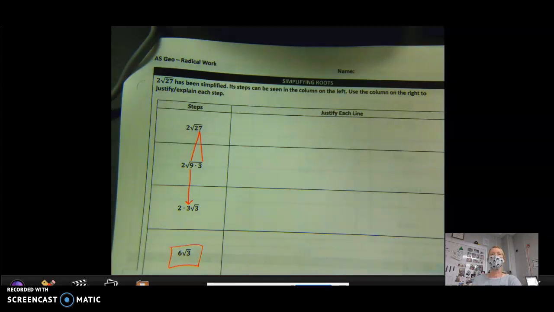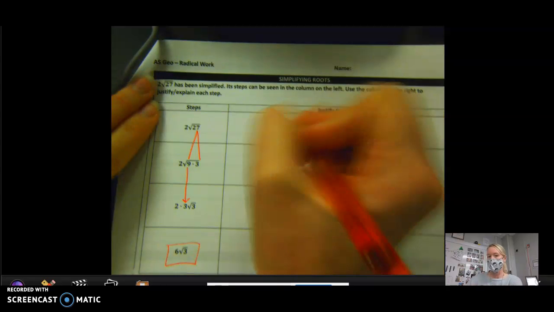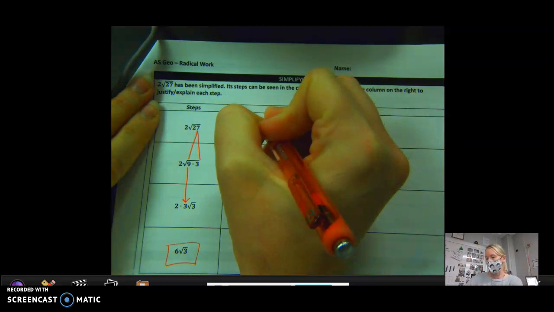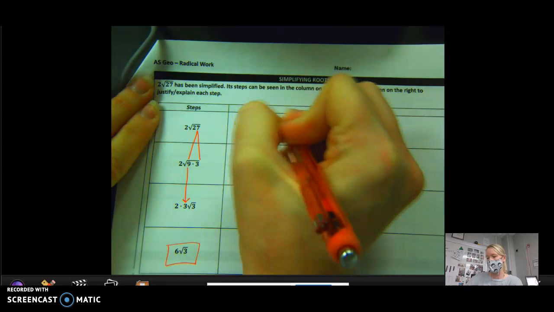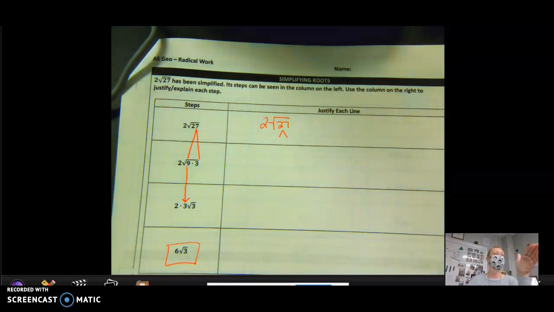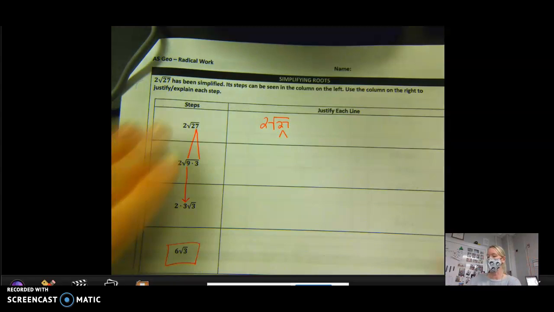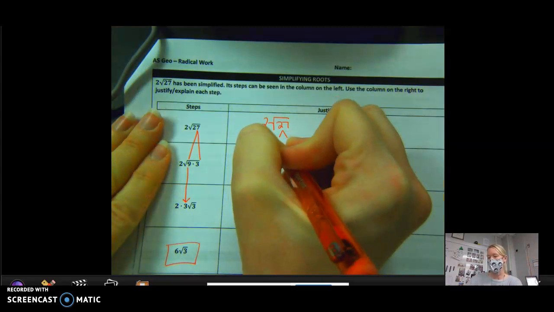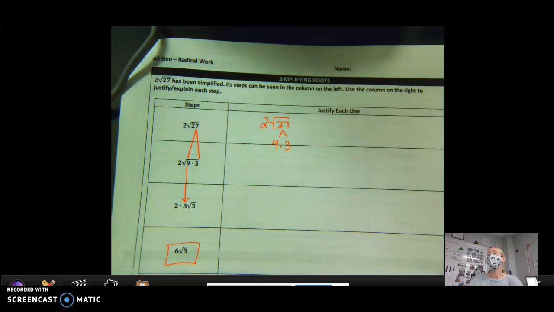Okay? Now, if you struggle at pulling out the largest perfect square, this is what I typically do. I just break down, so I have 2 square roots of 27. I'm going to break down 27 into any factor pair. So what times what equals 27? So 9 times 3. And what I'm going to do is I'm going to keep breaking down the factor pairs until I get to the prime factorization of the number.